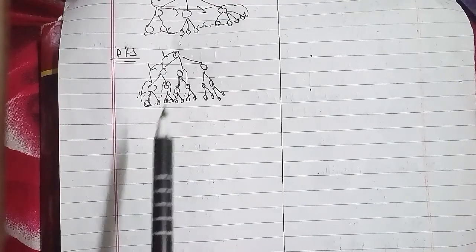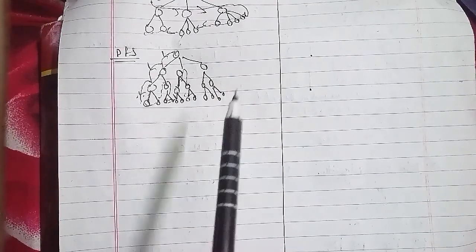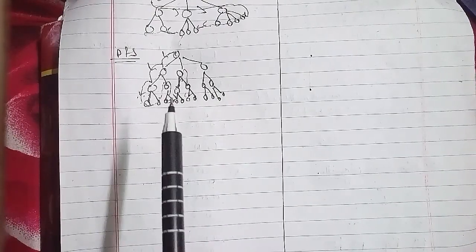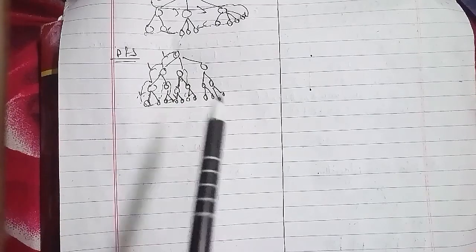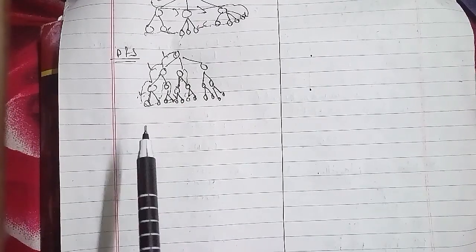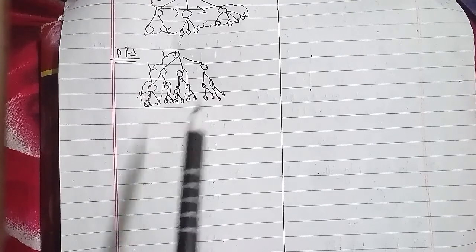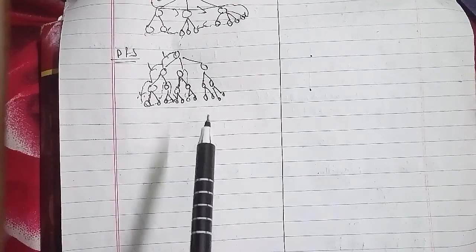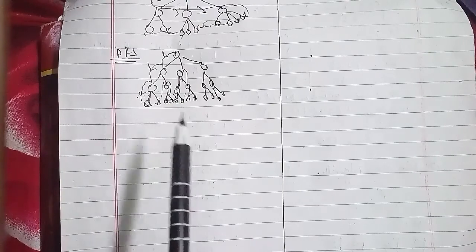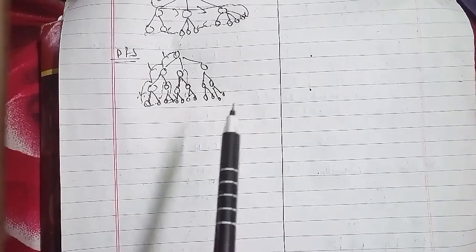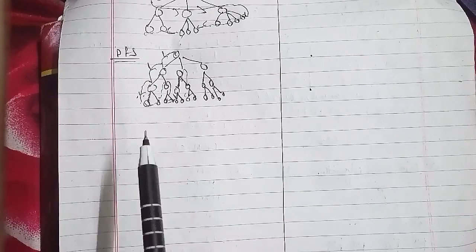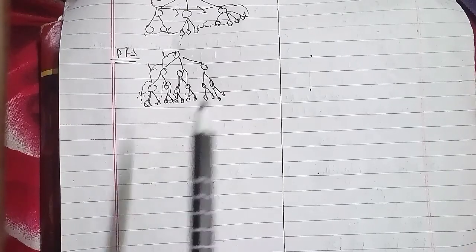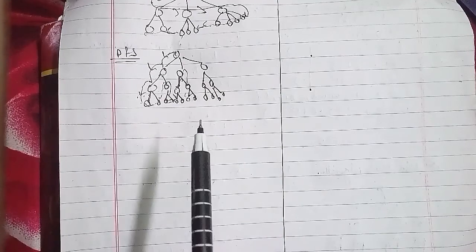Various types of production system: first, we have partially commutative; second, non-partially commutative; third, monotonic; and fourth, non-monotonic.